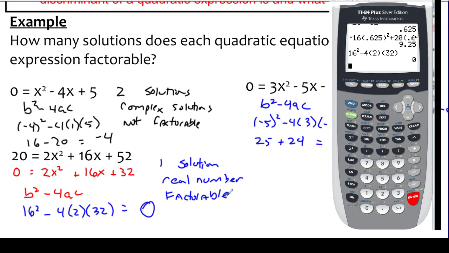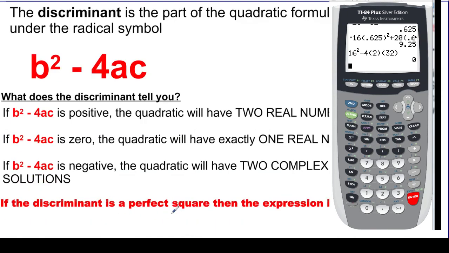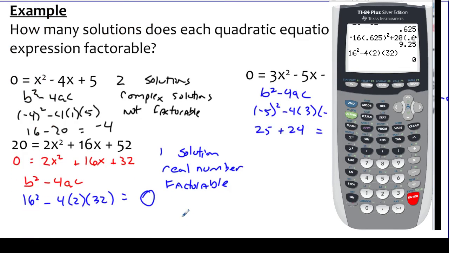Again, what this told us back on the last slide was that if the discriminant is a perfect square, then the expression is factorable. 0 is a perfect square. 0 is 0 squared. So 0 is going to be a perfect square. We're going to say, yes, this is factorable. So don't just look at numbers like 49 and 16 and 81. 0 is also a perfect square, which means anytime the discriminant is 0, that means that we have a factorable expression.